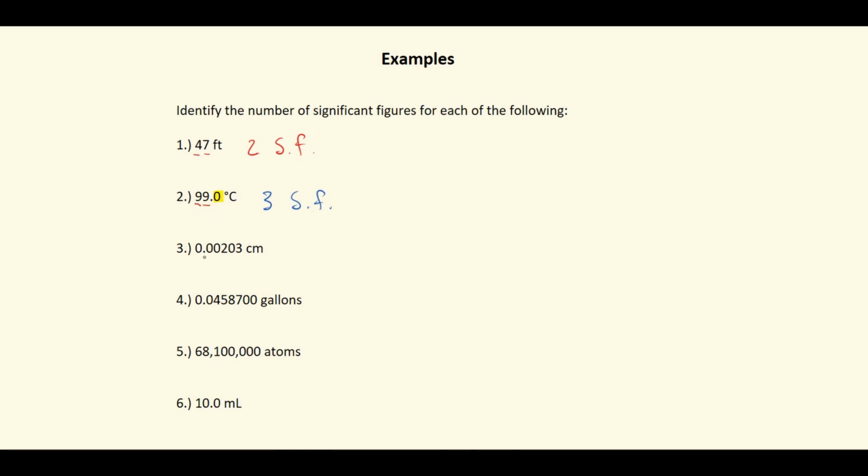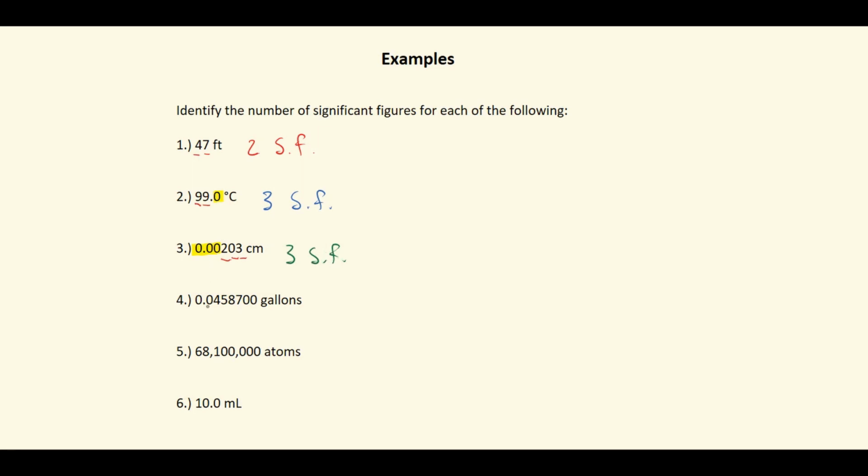Alright, the next one says 0.00203 centimeters. So we can see we have two integers, we have a trapped 0, these are all always significant, and then we have 3 leading zeros, and the rule says that leading zeros are never significant, so we're not going to consider them. So this leaves us with 3 significant figures for this quantity.